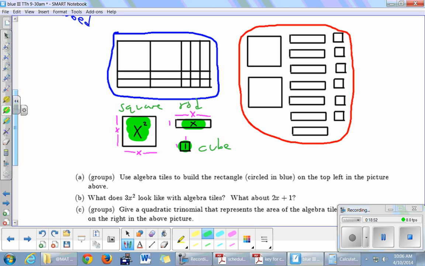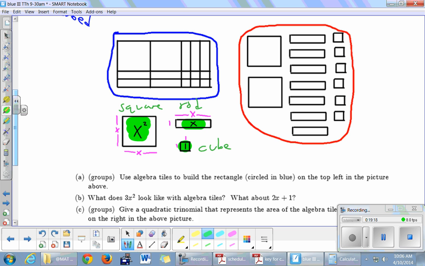What if I want 2x plus 1? Which one of the shapes is x? The rods. So we're going to grab 2 of the rods plus a single green cube. Okay, is everybody okay with the 2x plus 1? So 2x plus 1 says you're going to grab 2 of the x's, 2 rods, plus 1, and the 1s are those green cubes.